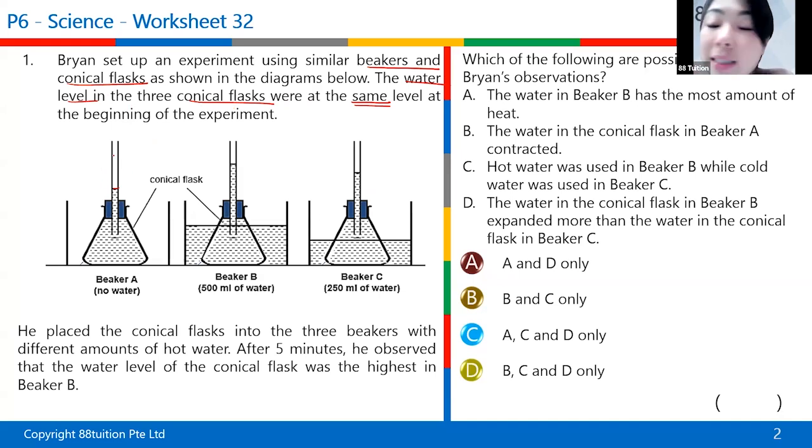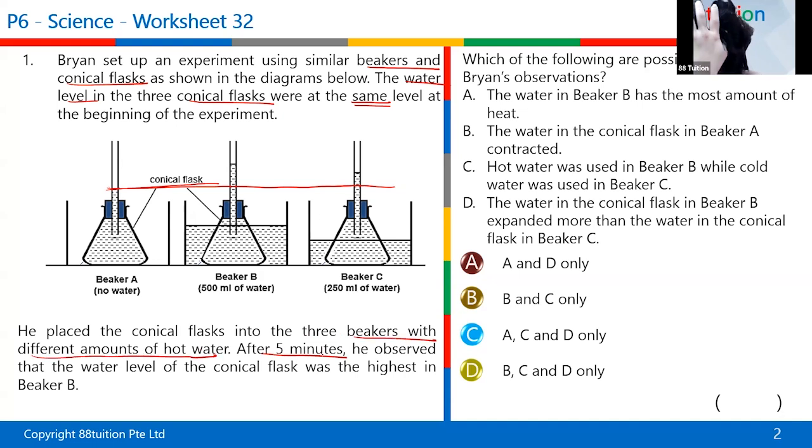So basically, what you guys have to realize is at the start of the experiment, if I were to draw a straight line, the water level all started out the same, all right? And then subsequently, after 5 minutes, because I placed the conical flask in beakers with different amounts of hot water, the water level rises differently, and the highest water level is in beaker B, as you can see here. Okay, so based on this, how can we explain Brian's observations?